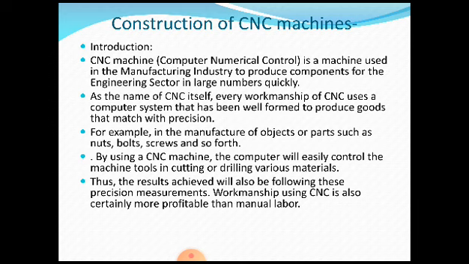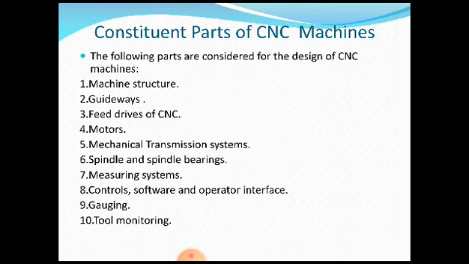The results achieved will also be the following of these precision measurements. Workmanship using CNC is also certainly more profitable than manual labor. So once we adopt the CNC machines, it is possible to see that the manual labor is completely replaced by the automation, so the industries are going to have more profits, because it is very easy for the industries to run themselves by using the automation technology. So that is the main concept of using the CNC machines in industries.